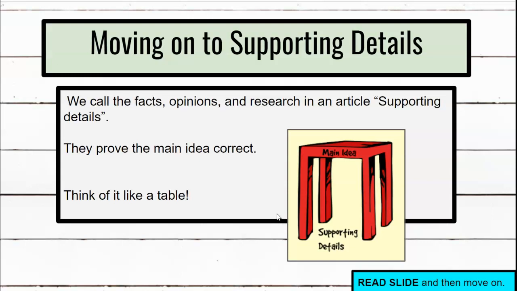So now let's look at those supporting details. We call all of the facts, opinions, and research in an article supporting details. They prove the main idea correct. They're like a table. They are the legs of the table. They are what supports the top of the table, which is your main idea. Without the legs, the table would collapse.